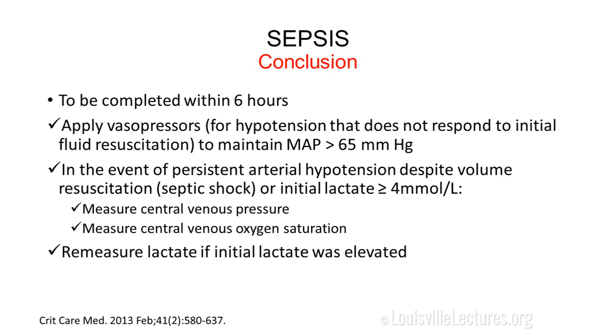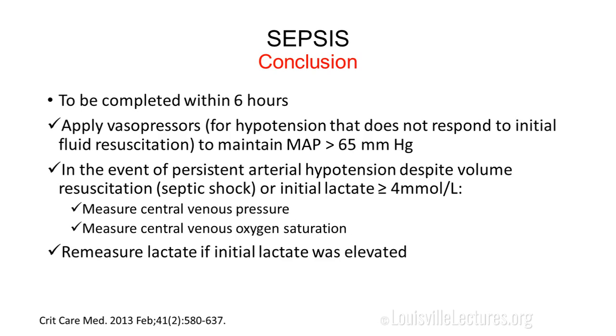So I'm just reading here what the bundle was initially. Apply vasopressors to maintain mean arterial pressure above 65. In the event of persistent arterial hypotension despite volume resuscitation or initial lactate more than 4, the recommendation was to measure CVP and measure central venous oxygen saturation. And then another recommendation was to re-measure lactate.